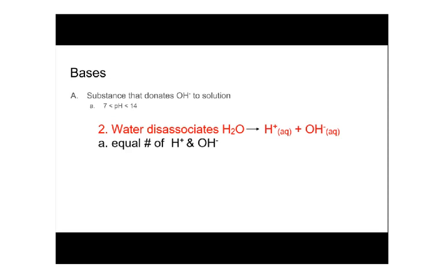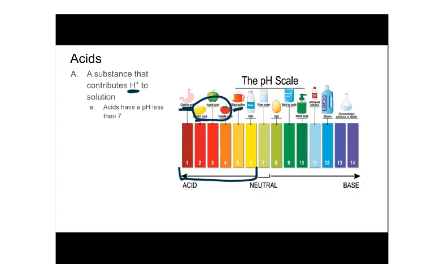Okay, so bases. Bases donate an OH, a hydroxide ion. Yes, that's a polyatomic ion. And then they have a pH between 7 and 14. Most of your household cleaners, soap, bleach, detergent, stuff like that, those are all basic.